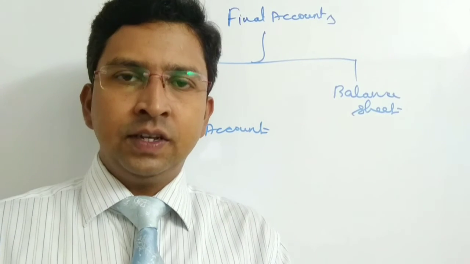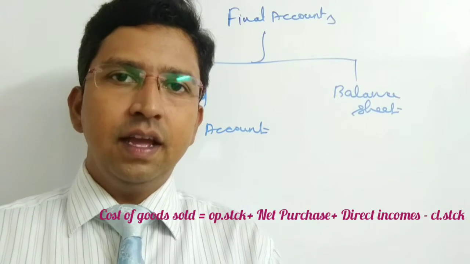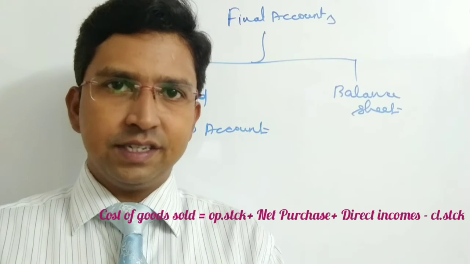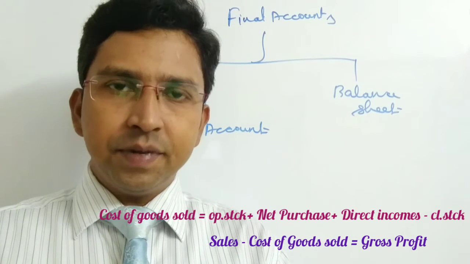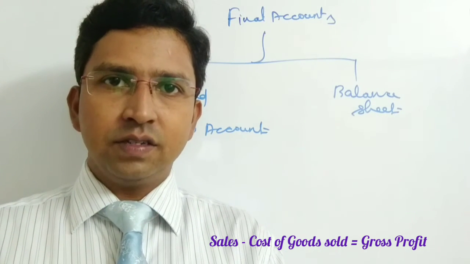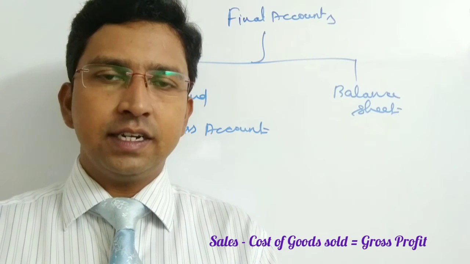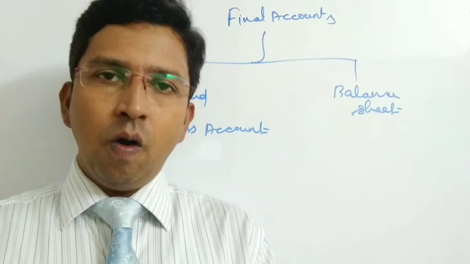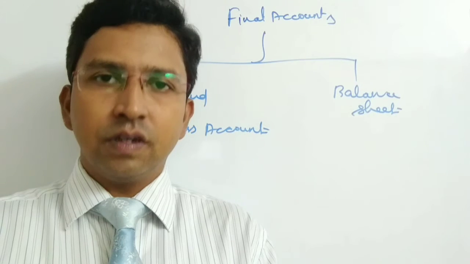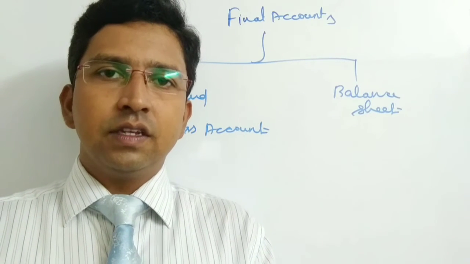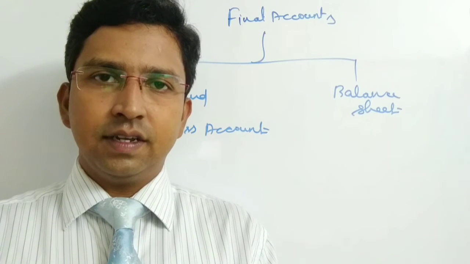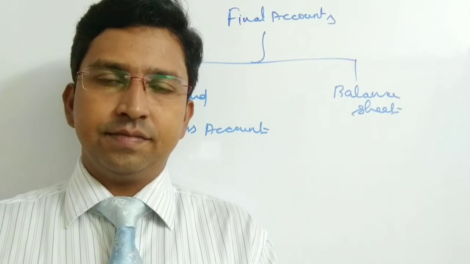So cost of goods sold can be identified by adding opening stock plus net purchases, that is purchases minus purchase return, plus direct expenditures, less closing stock. Whatever we have purchased during the financial year, it is not necessary to sell all the purchased goods. Rather, we may keep some goods with us as stock, so the closing stock should be reduced. The difference between the revenue from sales and the cost of goods sold is known as gross profit.